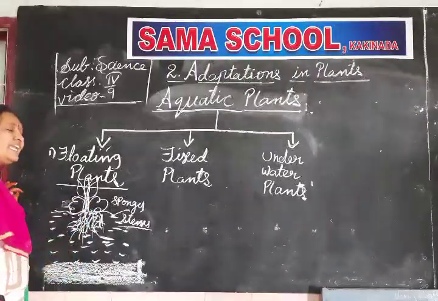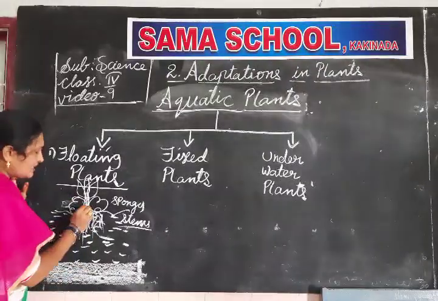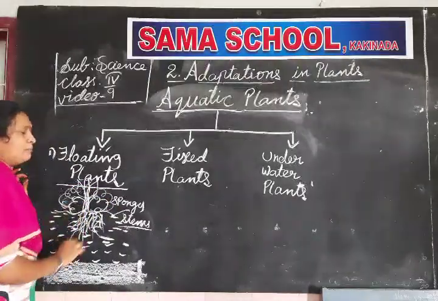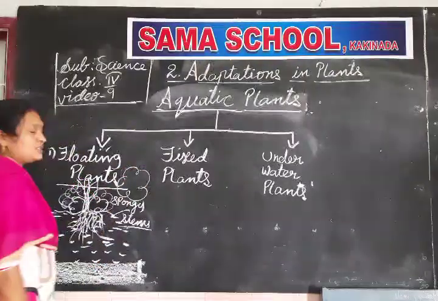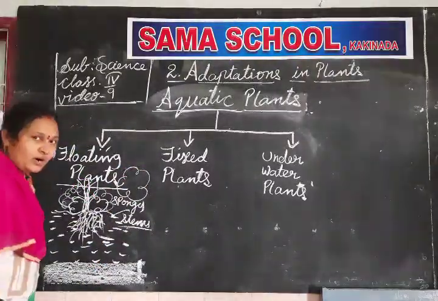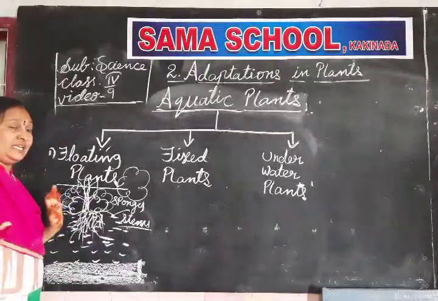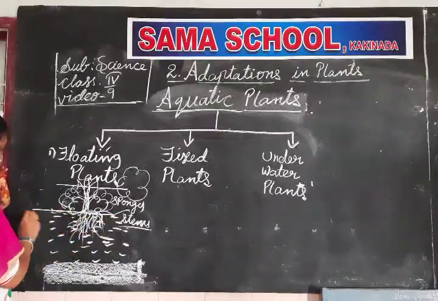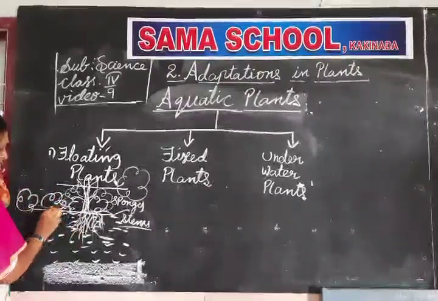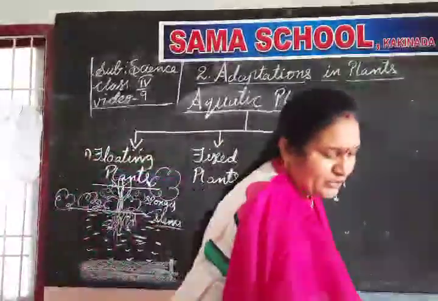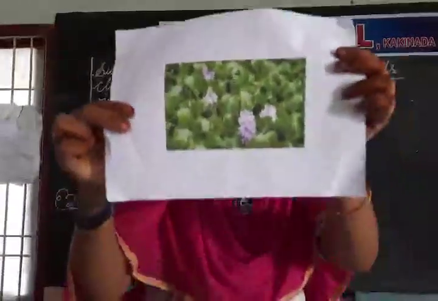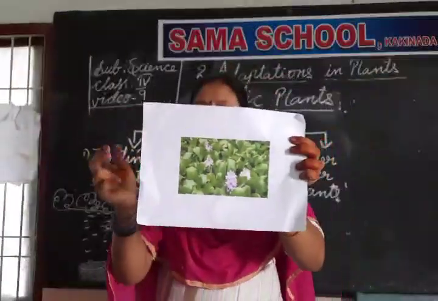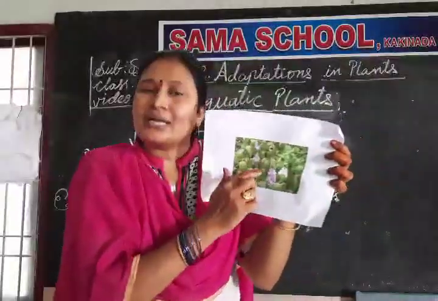And coming to the leaves. These leaves float in the water. Broad leaves are there. These leaves of floating plants are broad, and they float on the surface of the water. You see, children, how they float? They totally cover the water surface.